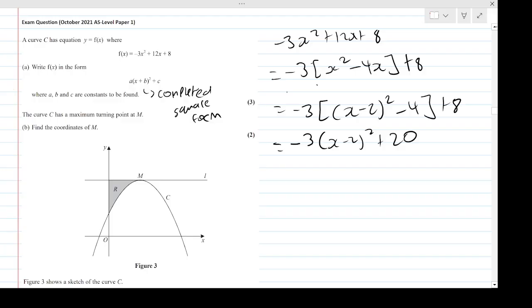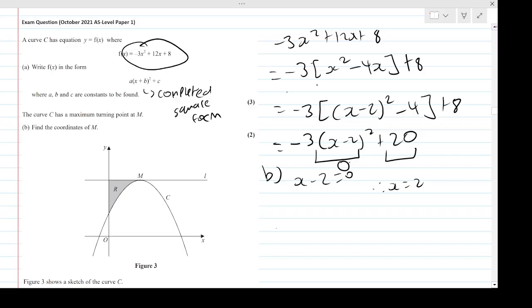Cool. Then part B says the curve, which is again the quadratic, has a maximum turning point. You can see that here, the maximum turning point. Well, we complete the square, so we can read off the fact that the turning point is when the bracket's set to 0. So x - 2 equals 0, which means x has to be 2 at the turning point. And then what we've got left, if the bracket is set to 0, is 20. So y would equal 20. So therefore my turning point, or the coordinate M, is x is 2, y is 20.